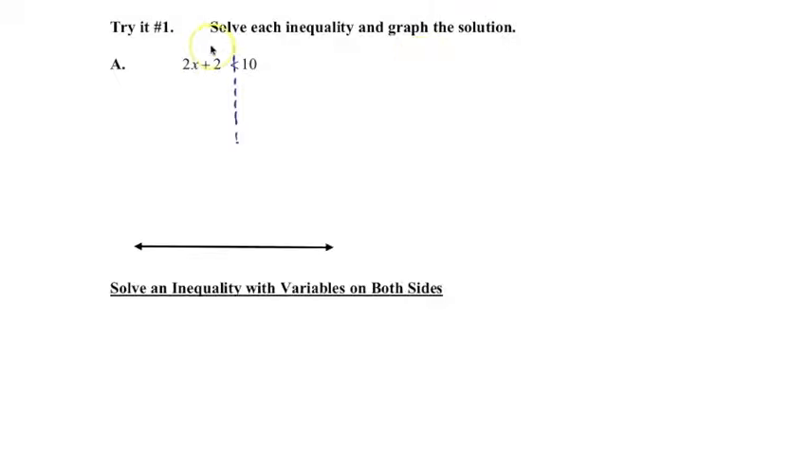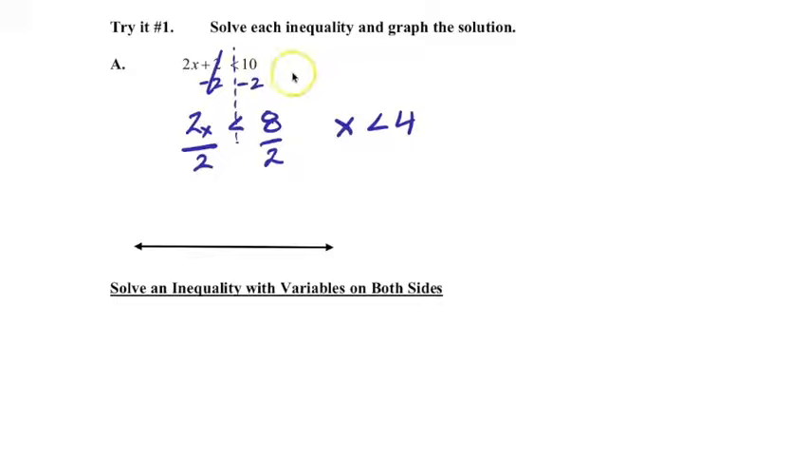So we've got to get rid of that +2. The opposite operation would be -2, so we'll subtract 2 from both sides. These cancel. I get 2x is less than 10 minus 2, which is 8. 2x is less than 8. Then we just divide both sides by 2, so I get x is less than 4.